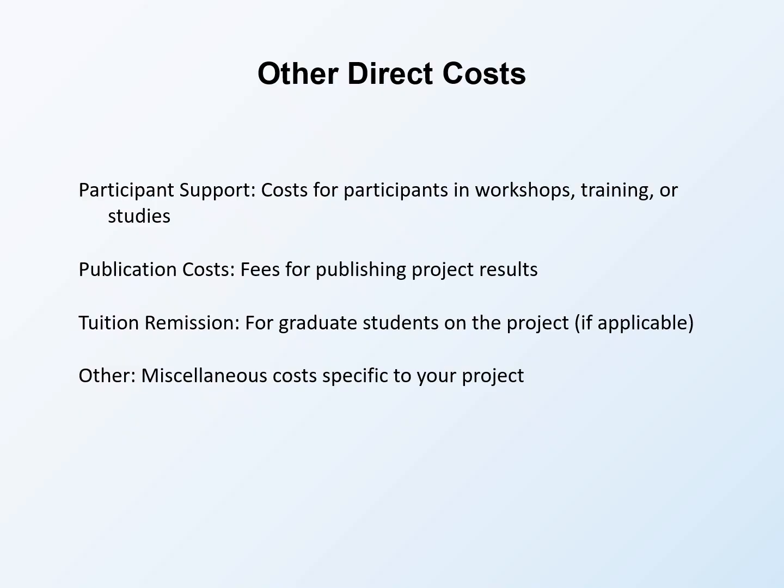Publication costs cover fees for publishing project results in scholarly journals or other venues. Open access publication fees, page charges, and costs of preparing manuscripts may be allowable. Include reasonable estimates if you anticipate publishing project findings. Tuition remission is relevant when graduate students work on your project. If your institution has a policy of providing tuition support for graduate research assistants, that cost may be allowable as a direct charge to the grant. The specifics depend on your institution's policies and the funder's requirements.